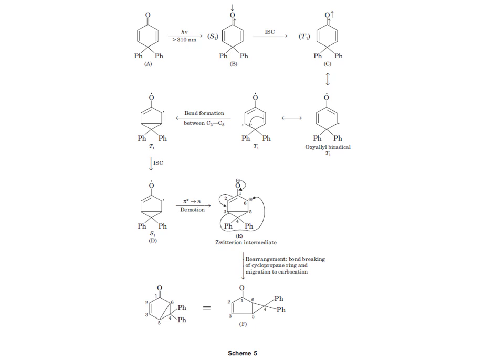According to Zimmermann, the mechanism can be represented in the following way as shown in the scheme, where we can see the h nu converted to singlet excited state followed by ISC, then the oxyallyl biradical is converted to the triplet state. Again this triplet state goes for the bond formation between C3 and C5, followed by intersystem crossing, producing this singlet state, that is D. Then it comes for the π* to n, the reverse process, that is the demotion, giving the zwitterionic intermediate, followed by the rearrangement, that is the bond breaking of the cyclopropanone ring and migration to the carbocation to give this bicyclic product.